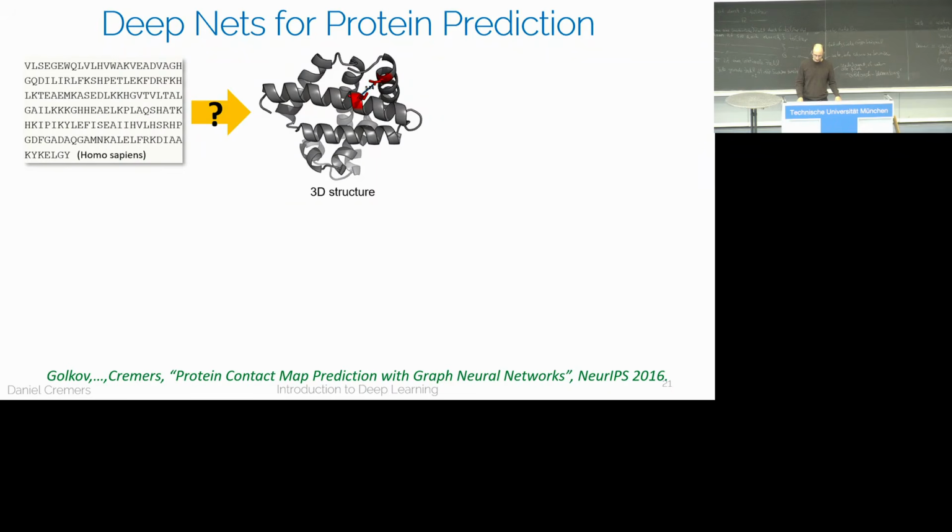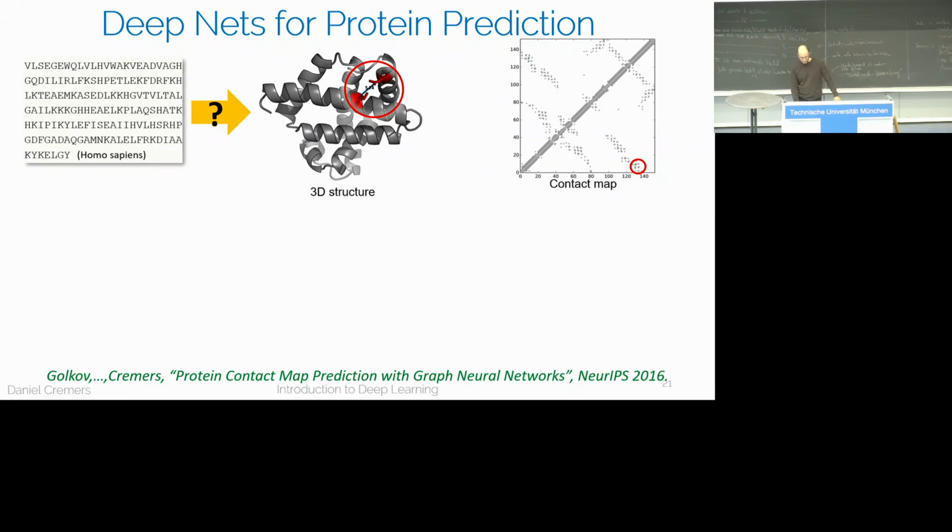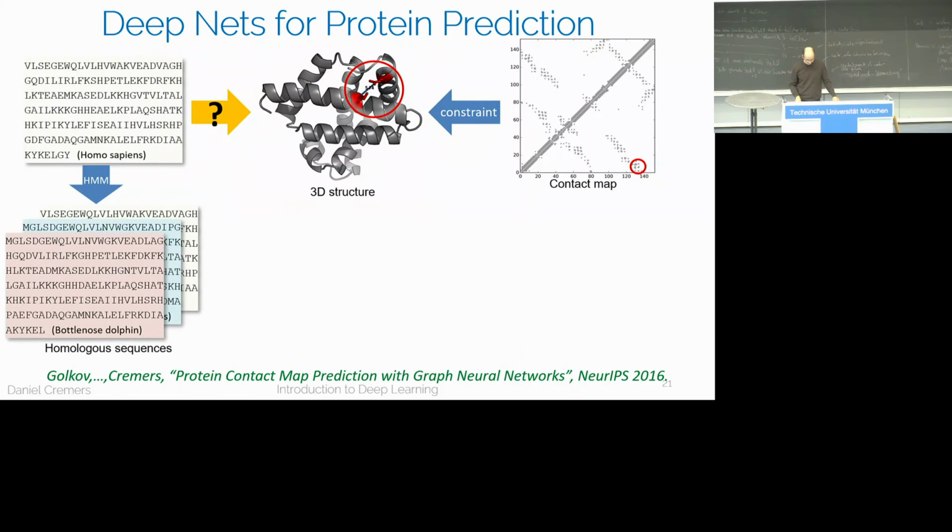How did we tackle this with deep networks? Well, you can compute what's called the contact map. That is a map that tells you which amino acids are in contact with which other ones, and that actually then tells you the structure. And now the challenge is, how do we get the contact map? How can we determine from the amino acid sequence on the left which amino acids are in contact with which other ones? This is how we proposed to solve it in 2016.